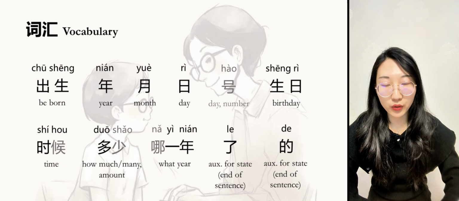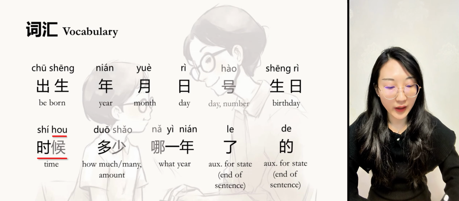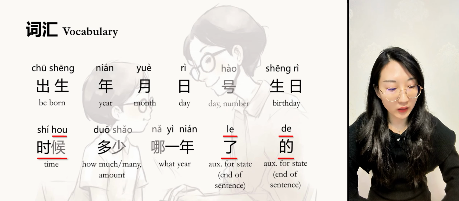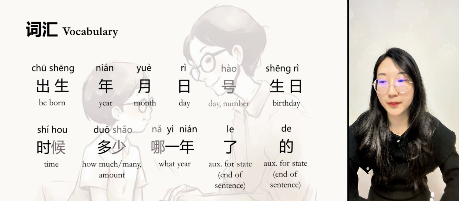And the second thing you need to know about these words is we have light tone in words 时候, and in auxiliary words, 了, 的. And that's what you need to pay attention to if you want to have a better pronunciation in Chinese.